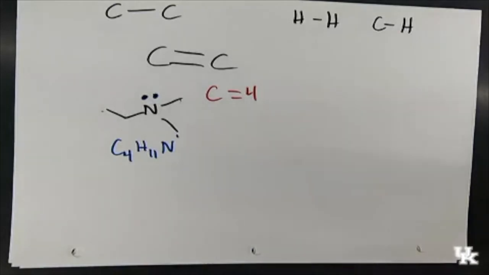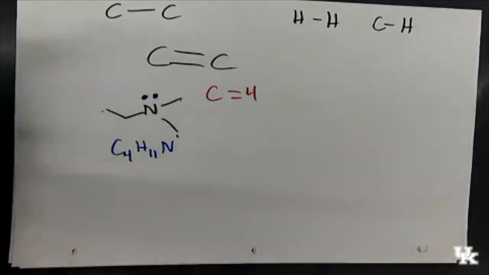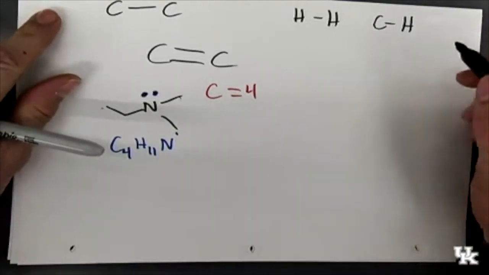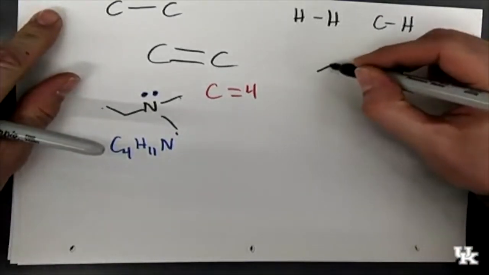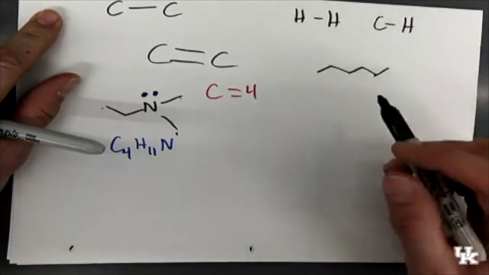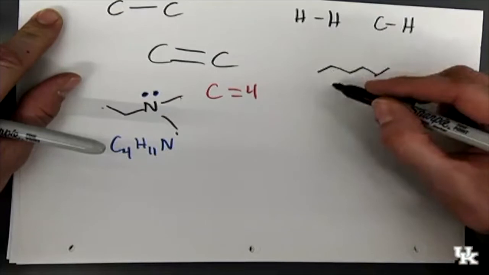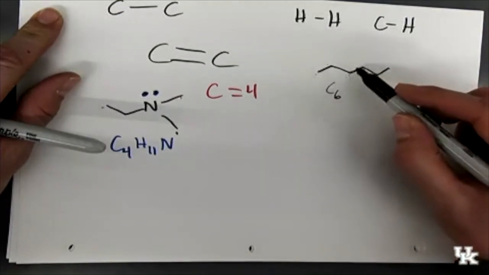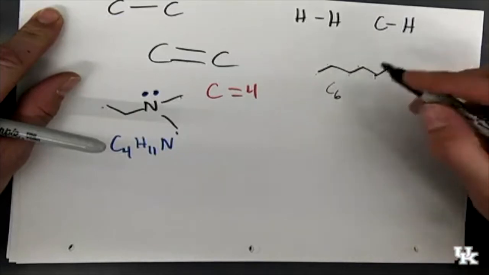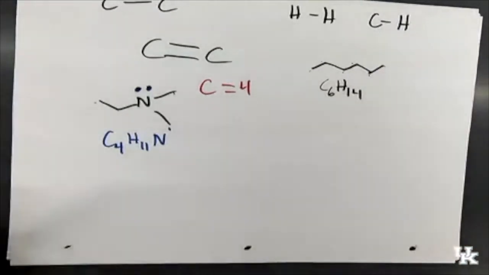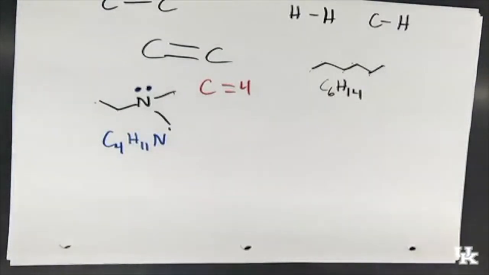You can also use bond line structures to communicate double bonds as well, and triple bonds. For instance, let's say you have hexane, okay? Hexane, 1, 2, 3, 4, 5, 6. Hexane is C6, H3, 5, 7, 9, 11, 14. And it's fairly simple to communicate something like hexane.